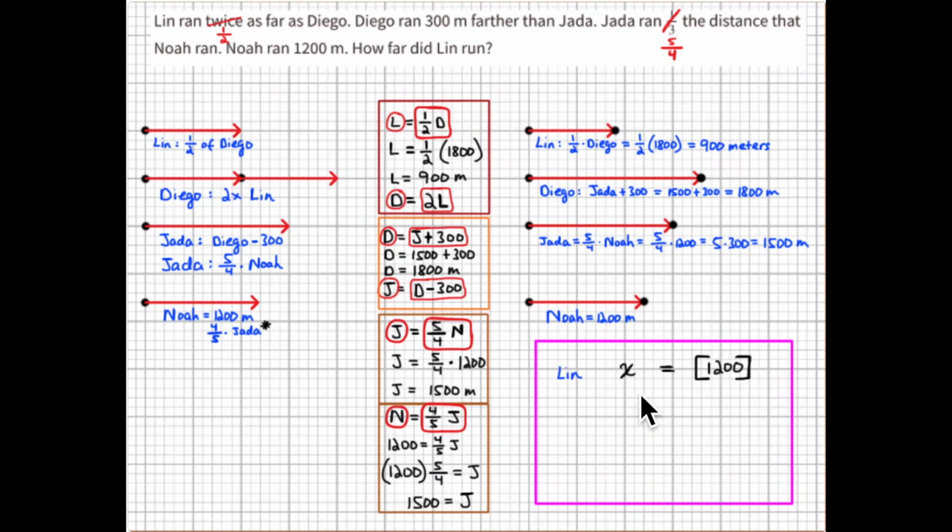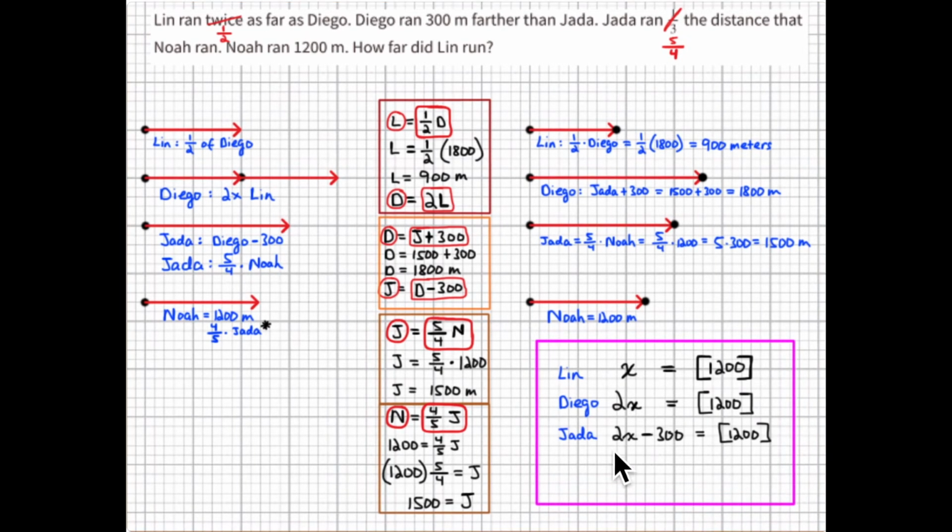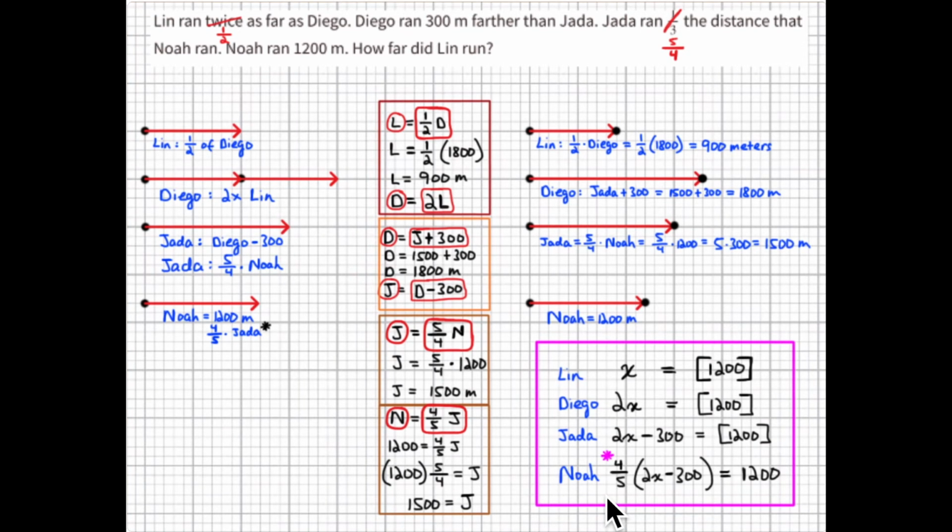So I'm going to write Lynn as x, and over here it doesn't equal 1,200, but we're going to have 1,200 on this side of the equation eventually, because that's Noah's distance. So Noah's run is going to equal 1,200 over here. So on this side, eventually will be Noah's run written as an expression, and that will equal 1,200. So Diego ran twice as far as Lynn, and Jada ran 300 meters less than Diego, so that's 2x. This is Diego, x is Lynn. Jada ran 300 meters less than Diego, and Noah ran 4/5 of Jada's distance. So 4/5 of this expression right here, 2x minus 300, is Jada's run, and 4/5 of that is equal to Noah's run, which is 1,200.